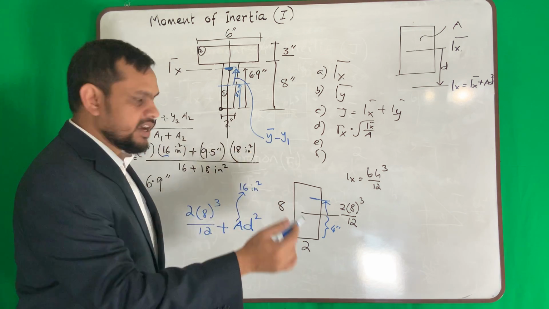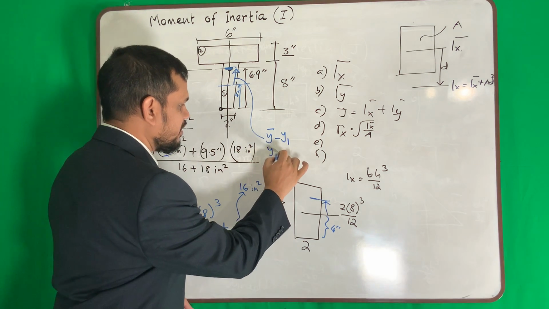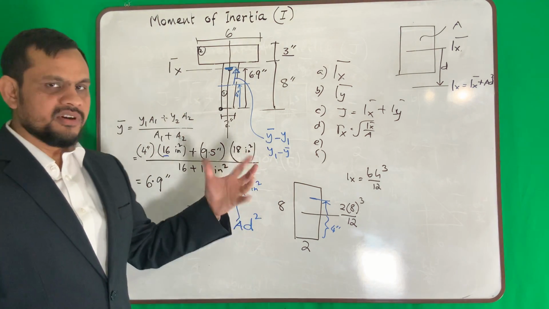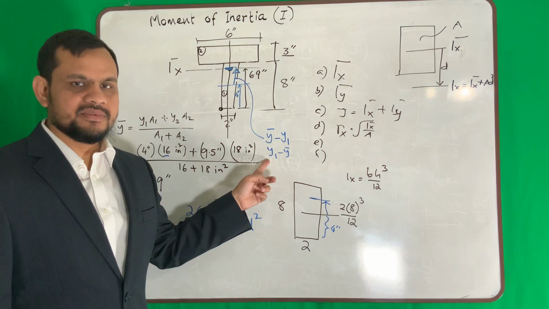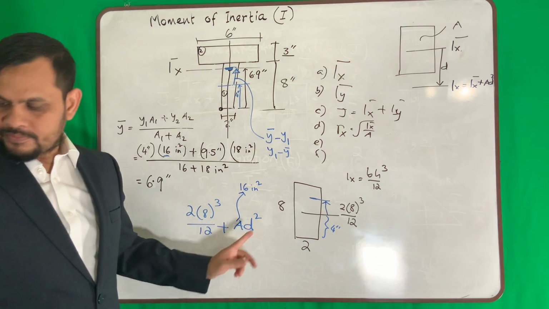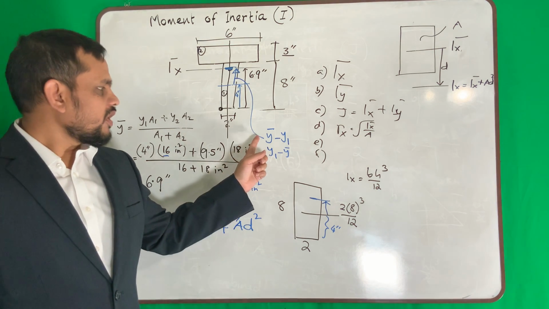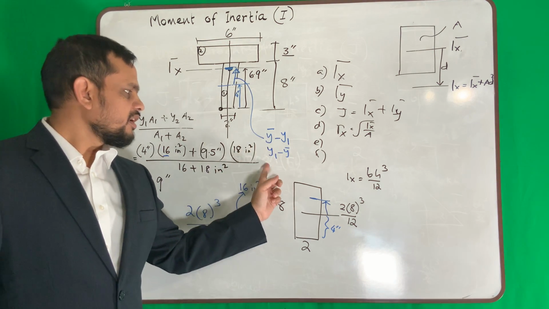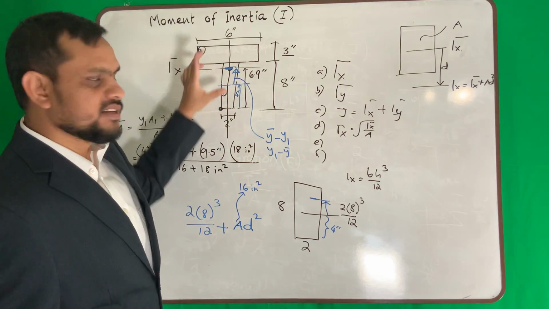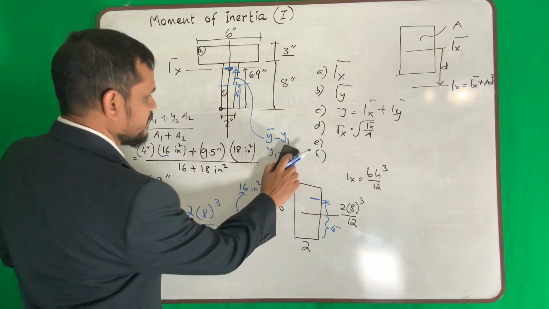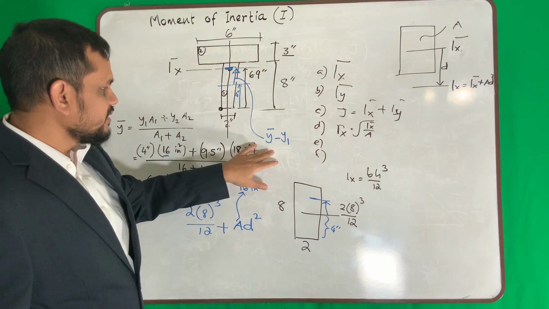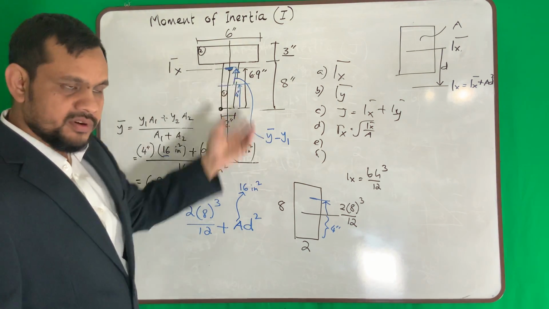Do not get confused about the sign. Sometimes people write y1 minus y bar. Is it a mistake? It's not a mistake, but it will be just a negative sign. So sign doesn't matter because it has a square here. So you can write y bar minus y1 or y1 minus y bar, whatever you write, it will represent this distance. Sign doesn't matter. So I write this y bar minus y1. And why I am telling it y1 minus y bar, I will tell you later.